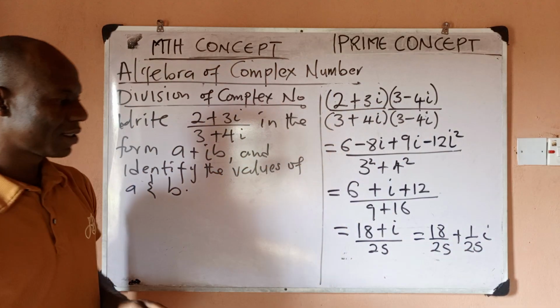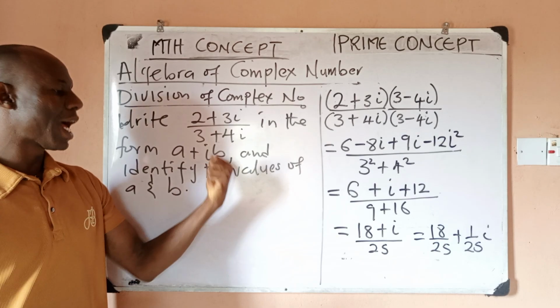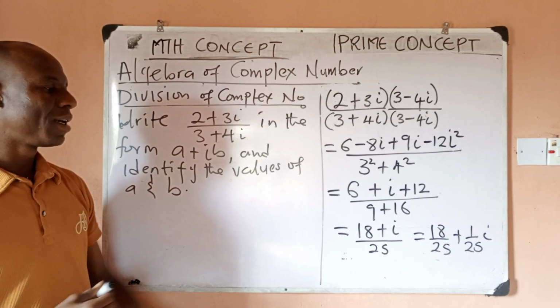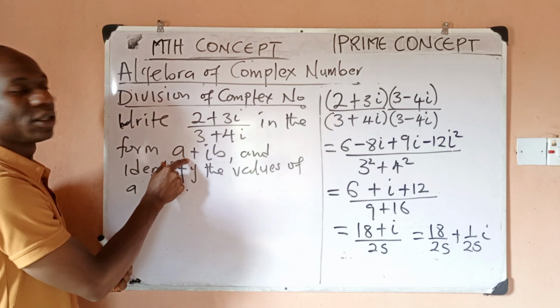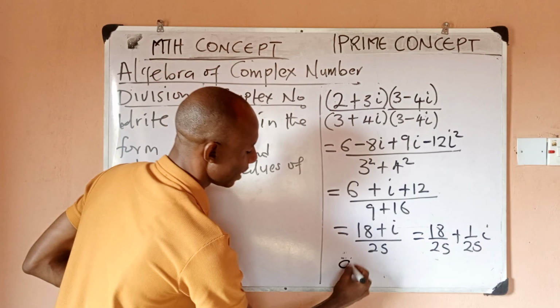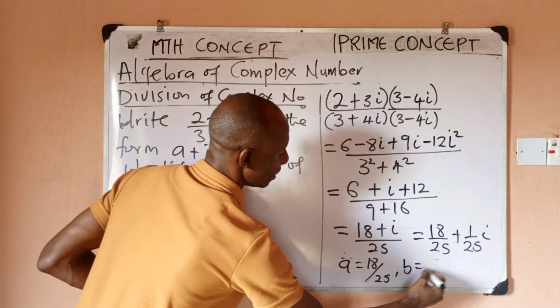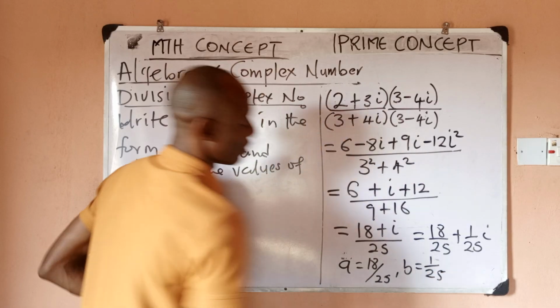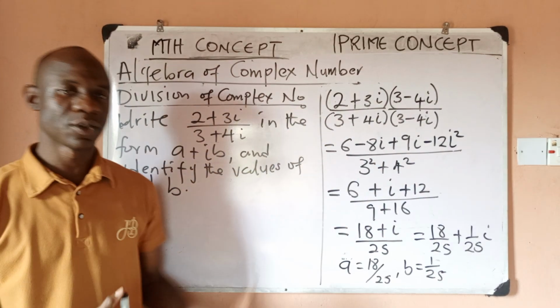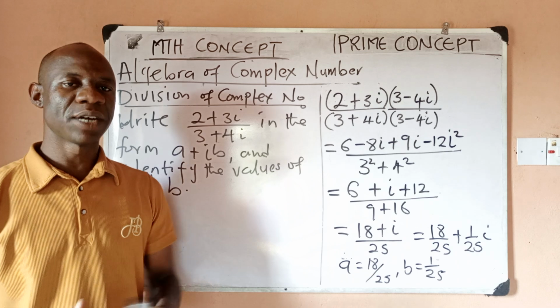So I've written this in the form a plus ib. Now, what is my a from this? a actually means the real part. So it means that my a is 18 divided by 25. My b is 1 divided by 25. So these are the answers to this question. I believe it is very clear to you.